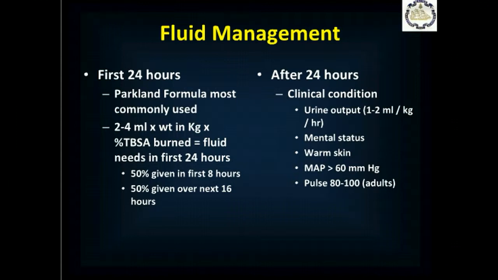Their mental status should return to normal. The skin should become warm. They're no longer in shock. Their mean arterial pressure should be greater than 60 millimeters mercury, and their pulse should be in the 80 to 100 range at most. It should be back into a normal range.